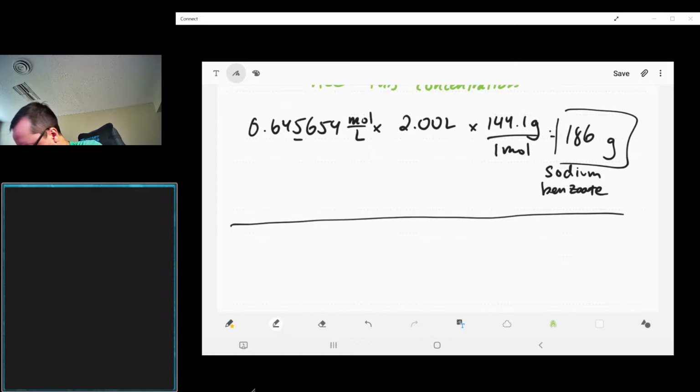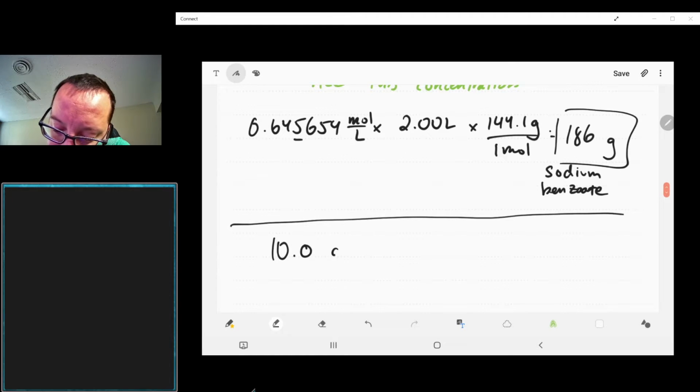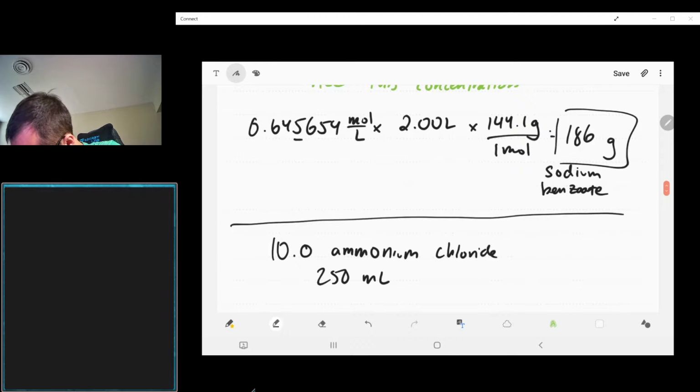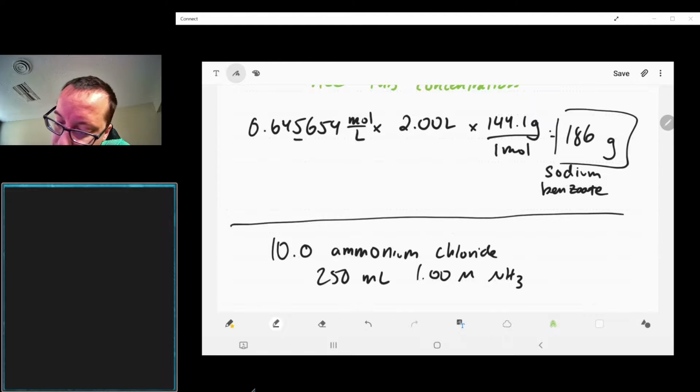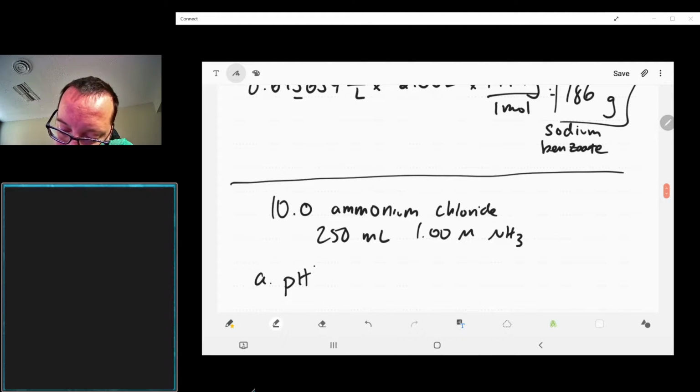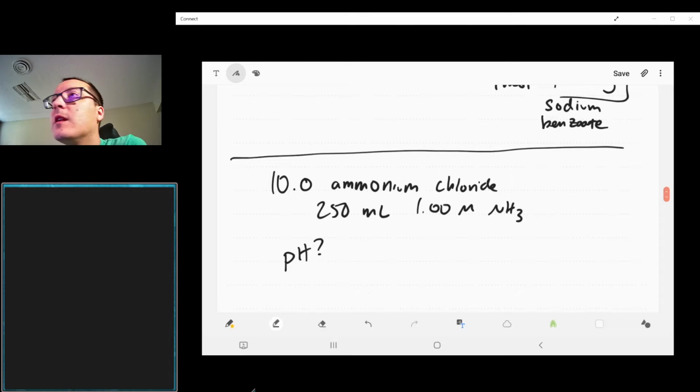So we have 10 grams of ammonium chloride and 250 mLs of 1 molar ammonia. Let's find the pH. Actually, let's just find the pH. Let's just do that. So, go away book. All right, let's go ahead and see what this one's going to be. So, we're kind of just working in reverse here. Sorry for forgetting the unit.